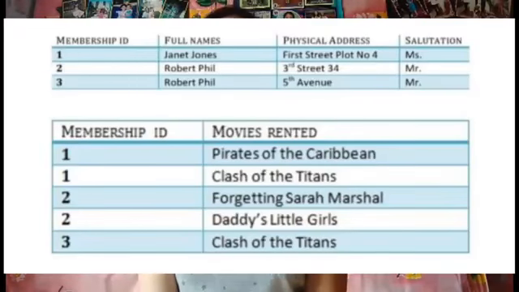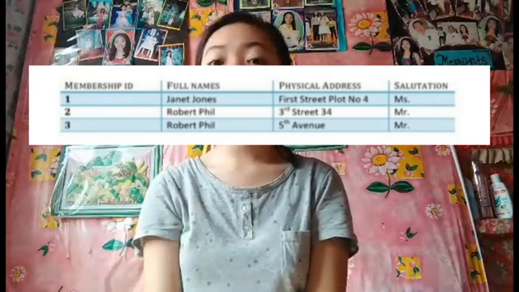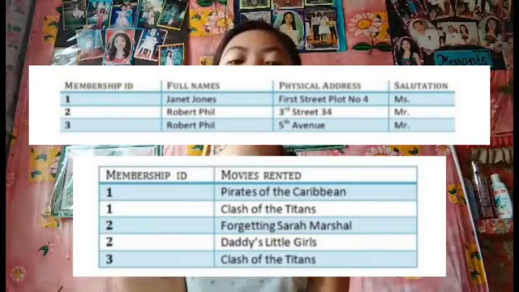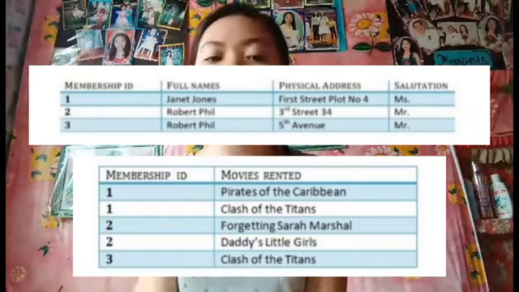2NF is the second normal form. The rules: rule 1, be in 1NF, and rule 2, single column primary key. Like in these tables, we have divided our 1NF table into 2 tables, table 1 and table 2. Table 1 contains members' information, and table 2 contains information on movies rented.